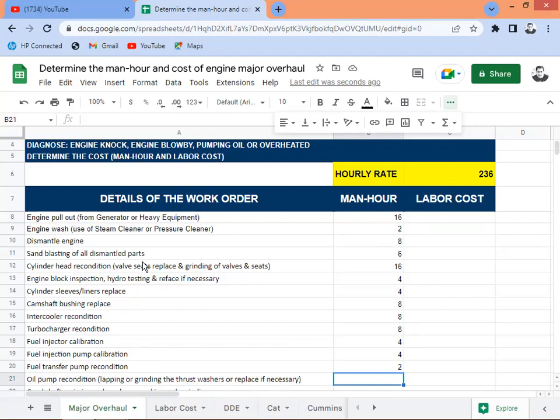Maybe the thrust washer, or maybe the gears themselves, because there is a drive gear and a driven gear for a gear type oil pump. So you just replace if necessary. Okay, so that would be oil pump reconditioning. I think that would be 4 hours.